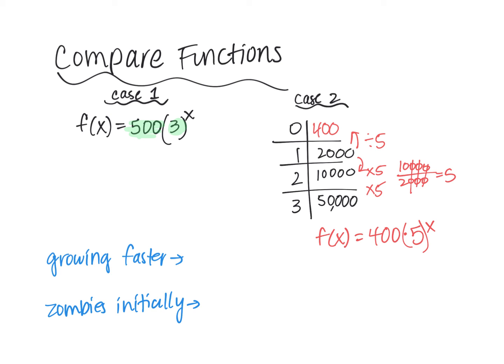All right, so it looks like this function now, there were initially 400 zombies, but it is multiplying by 5 every day, if this was days. So which one's growing faster? I would say case 2, okay, because it is multiplying by 5 each day. Which one had more zombies initially? Looks like case 1 had 500 zombies to start with.